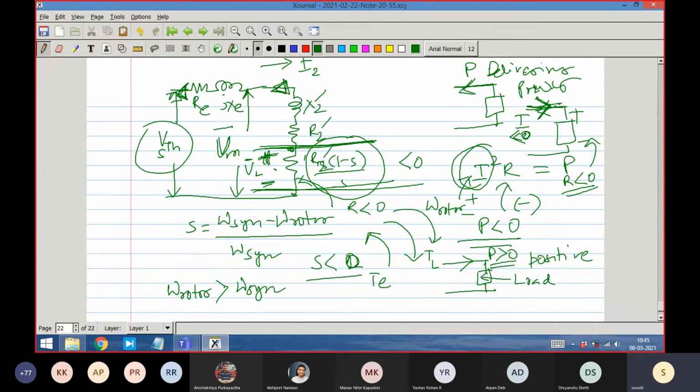Which is also common sense. You see the current direction has changed, so the electrical power has become negative, and torque is negative because we have not changed the speed direction. Speed direction remains the same, but the load torque is now in the same direction while the electrical torque is in the opposite direction. That is the negative portion of the curve we had drawn here.